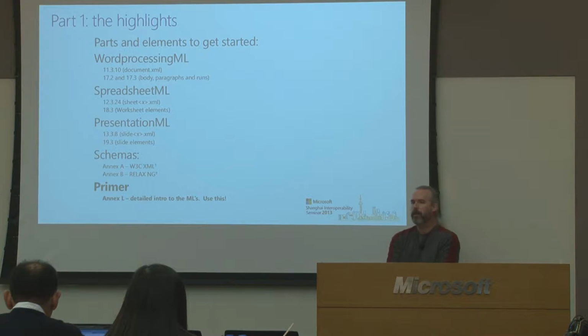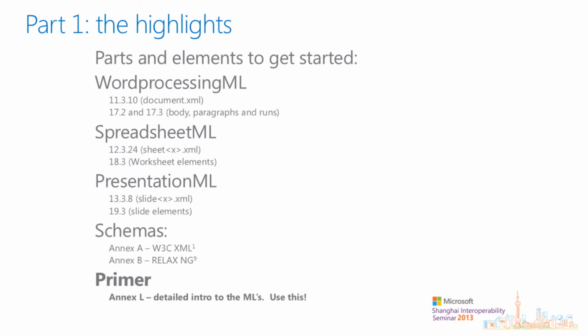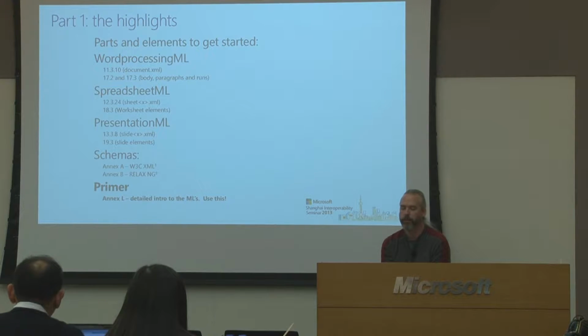Because the standard is so large, it's helpful to have some starting points. You could read the entire thing. It's 5,000 pages, but most of us don't have the time to read that. So here are some pointers for each of the markup languages to get you started. These are just some important sections that I think you'll end up using as you get started. So for WordprocessingML, for example, the document XML specification is in 11.3.10, and then the body, paragraphs and runs are in 17.2 and 3.